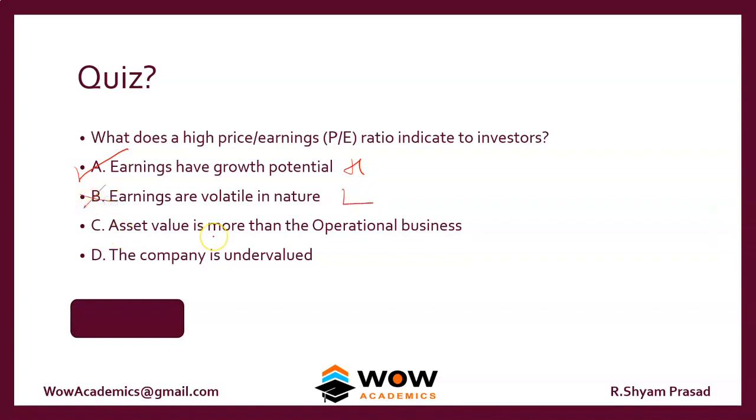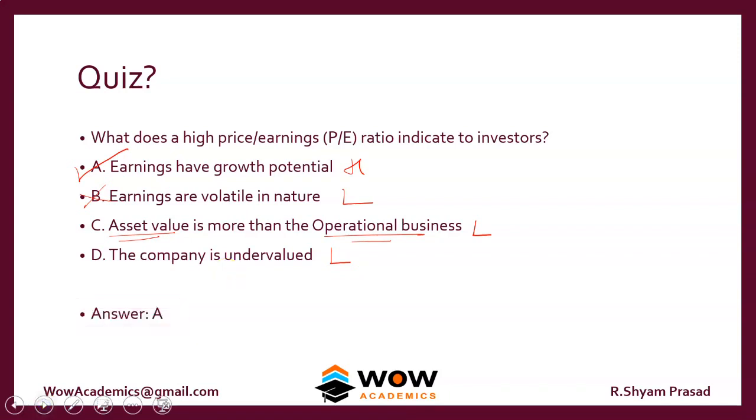Asset value is more than the operational business. It cannot be so. If it is like that, it says that the asset value is high and the operational business value, meaning the PE, is less. The company is undervalued. If a company is undervalued, then their PE might fall below. So the PE will be less. So the answer should be A, and the answer is A.